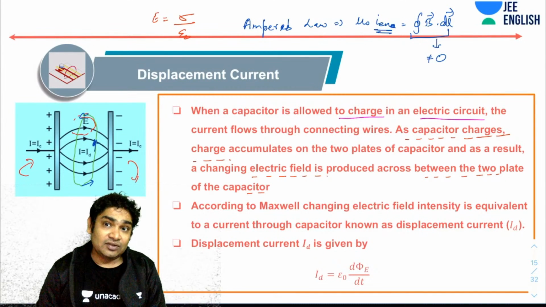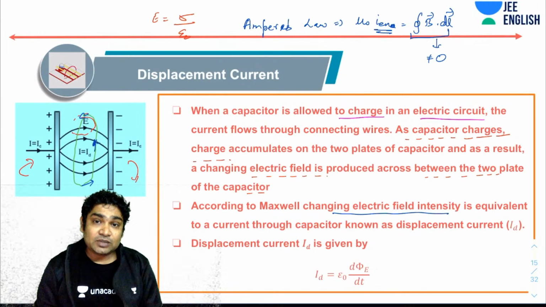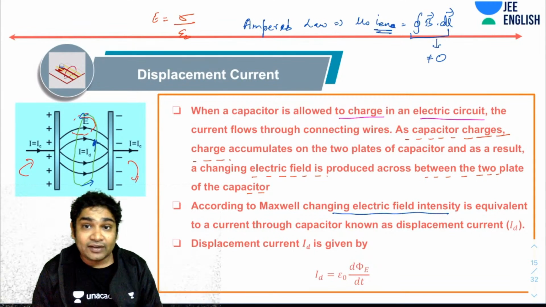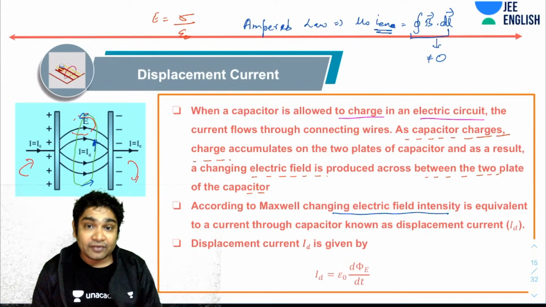So that is what Maxwell said. Maxwell said that the changing electric field that is existing in the middle of these plates, that is the one which is behaving like a current. And hence it is able to produce a magnetic field.